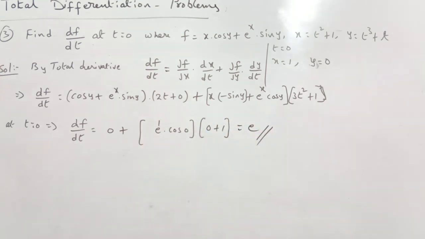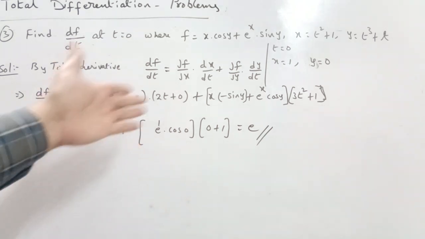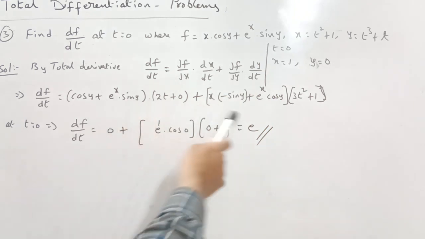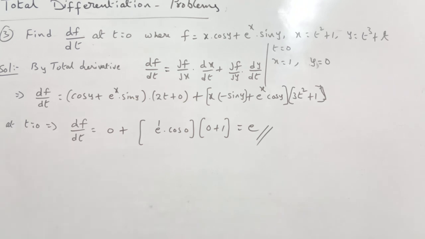So this is also a very important problem. He gave this problem for 5 marks. If you want, you can solve it with a few extra steps. I did it directly. First find out x and y when t is equal to 0, then substitute. That will be easy for you. So these are the problems on total derivative. Just go through these 3 problems for practice. These all 3 problems came in the previous year question papers. So practice all of them. We'll continue in the next class. Thank you.